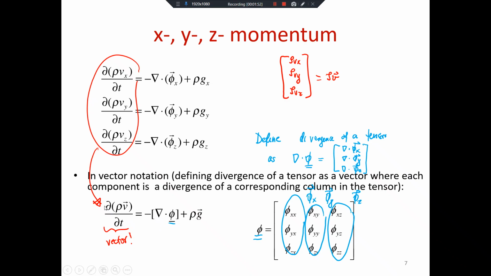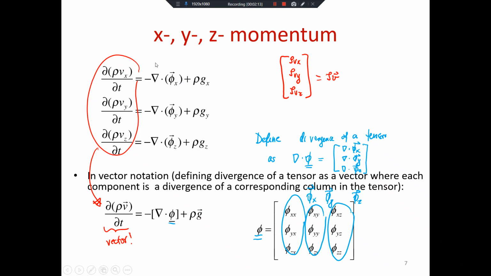So then I have d/dt of rho v. V is basically the vector vx, vy, vz, and I can think of this as a column vector. And on the right-hand side, I have what I put together.